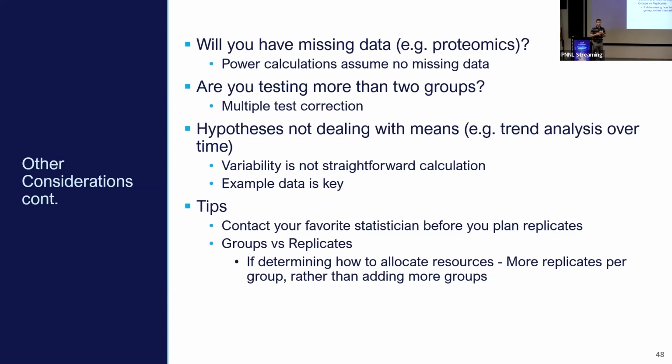Testing with more than 2 groups is going to lead to multiple test correction, as well as hypotheses not dealing with means, such as trend analysis over time. Those are going to be things where we have to take into account variability, which isn't a straightforward calculation. So these are all examples of when you're working with more non-standard statistics.